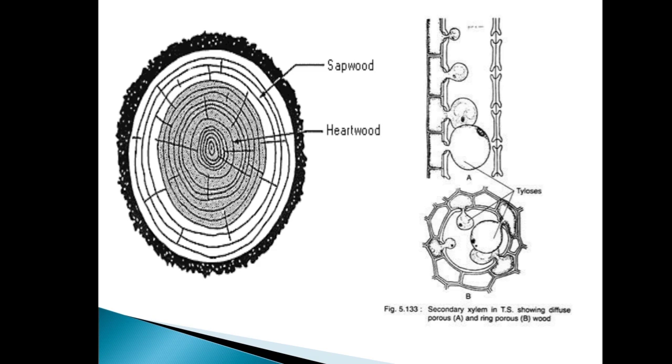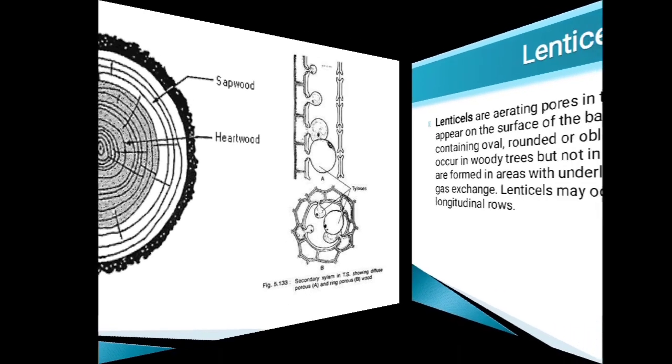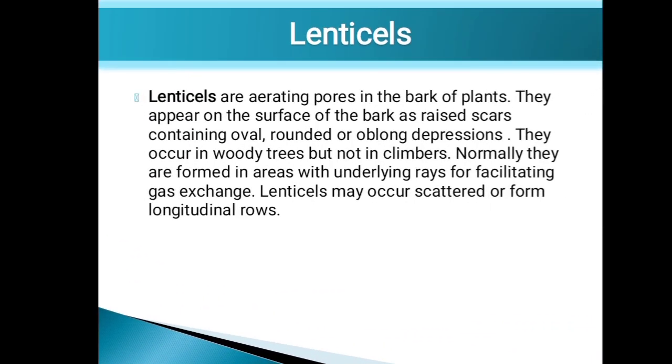Now coming to the lenticels, what are these lenticels? Lenticels, the aerating pores, are the openings in the bark of the plants. They appear on the surface of the bark as raised scars containing oval, rounded or oblong depressions. They occur in woody trees but not in the climber. Normally, they are formed in areas with underlying rays for facilitating gas exchange. Lenticels may occur scattered or form longitudinal rows.